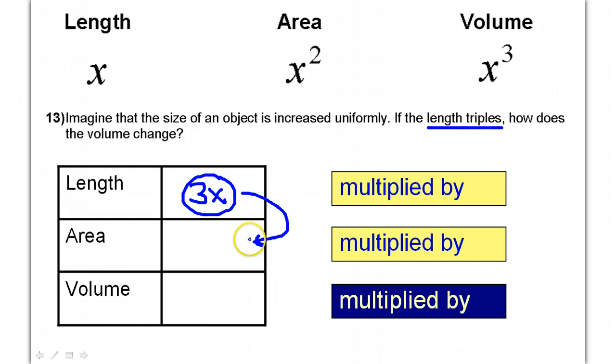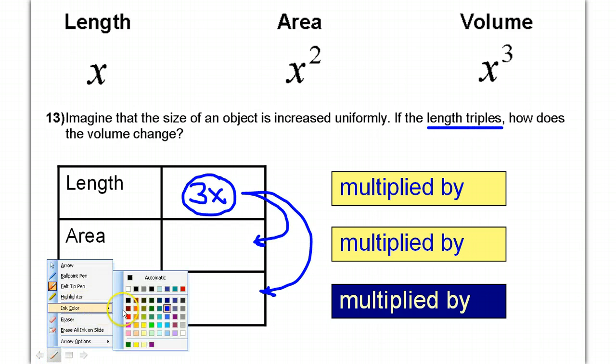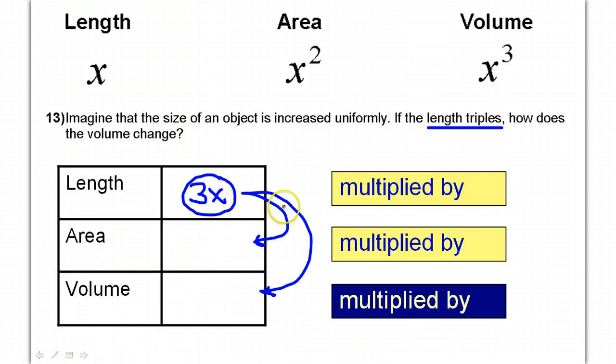If I want the area, what do I do with the 3x? I square it. Starting with the length, if I want the area, I square it. What do I do if I want the volume? I cube it. So I take the length, I square it, I cube it. What do I get if I square it? I'm going to get 9x squared. So that should be an expression for the area. What do I get if I cube it? I get 27x to the third.